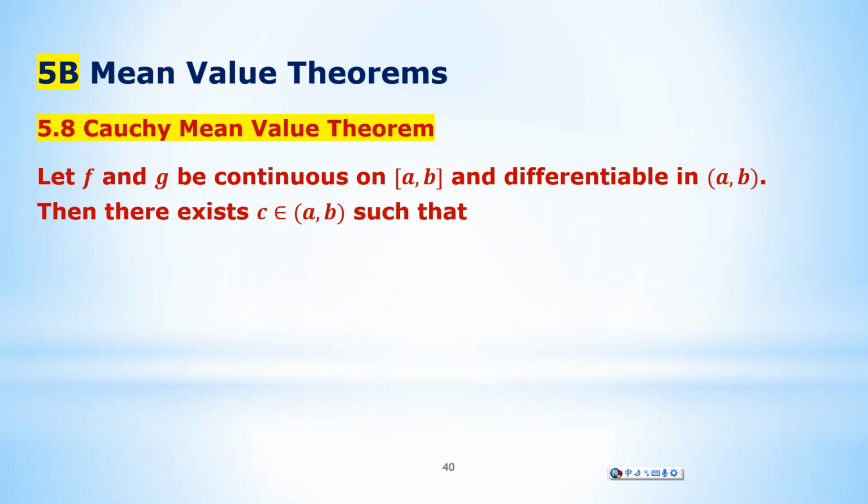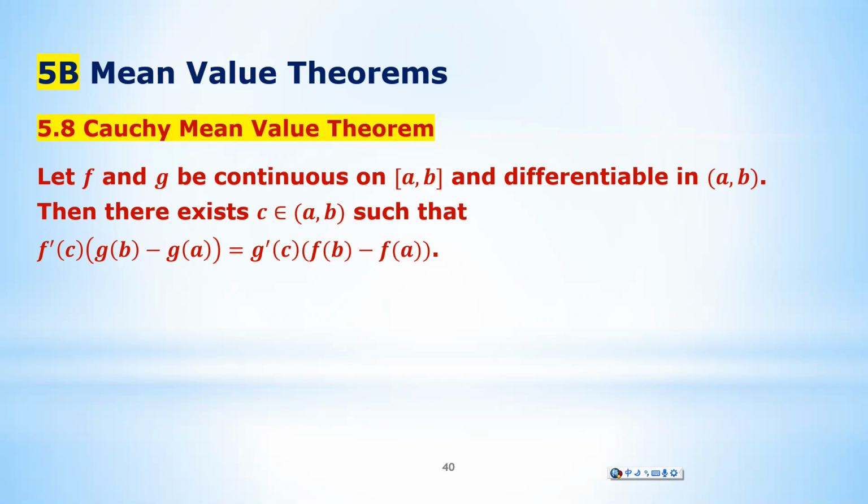And then the conclusion is what? The conclusion says that there must be a c such that, now it's a complicated result, f prime c times (g b minus g a) equals g prime c times (f b minus f a). Now, this result is kind of symmetric. It's a very beautiful result, okay? Now, there's a couple of things I have to mention before I can go into the proof, okay?